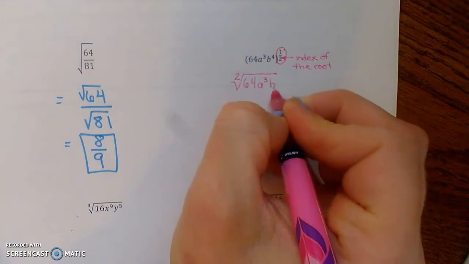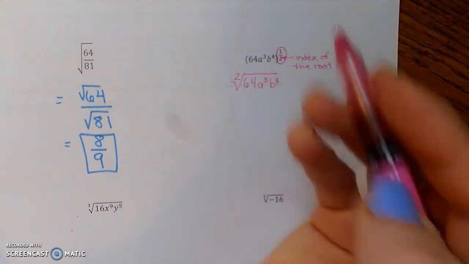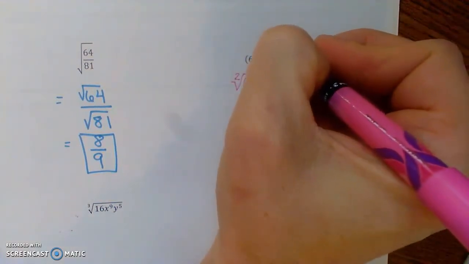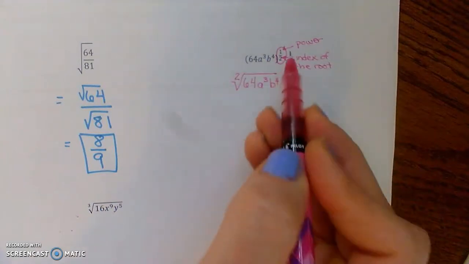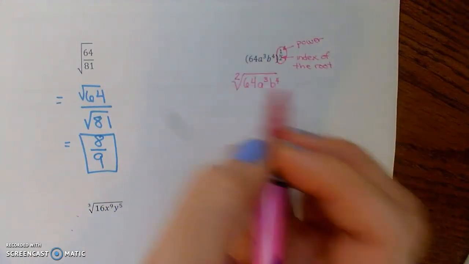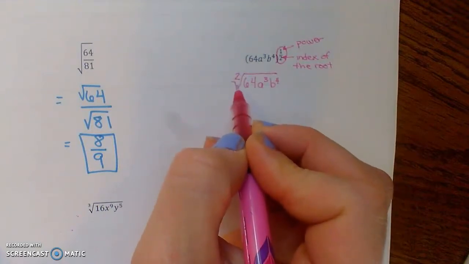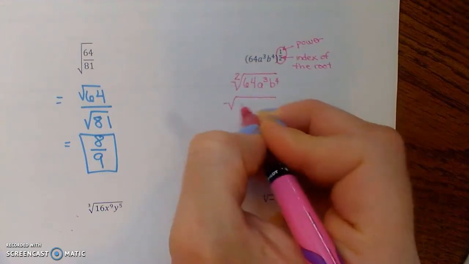64a cubed b to the fourth, and all of that to the first power, but I'm not going to write to the first power. This is the power. So when you see a fraction exponent, the denominator tells you the index of the root. Now just remember that when you see an index 2 root, sometimes we don't write the 2 because it's used so often.